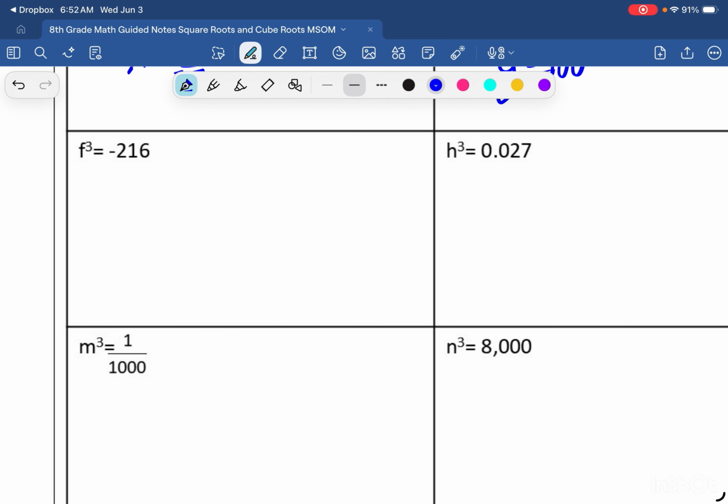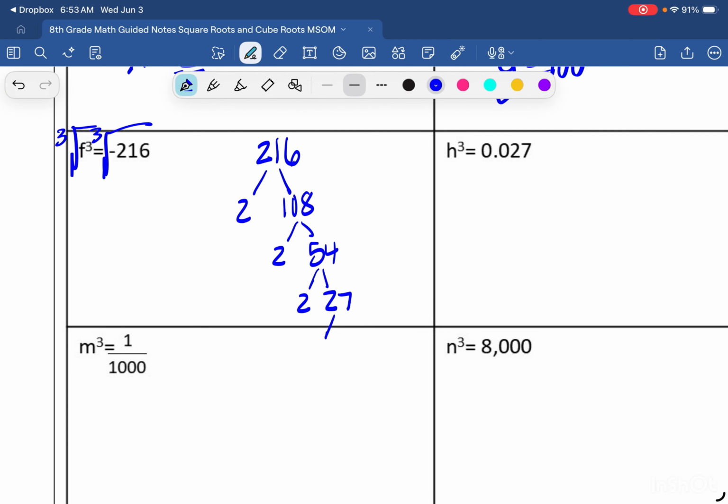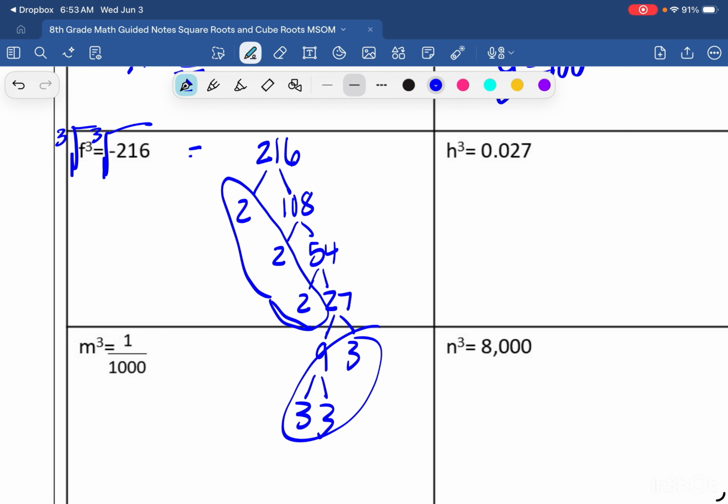F cubed equals negative 216. I'm going to take the cube root of each side. The cube root. Now I know my answer is going to be negative, and if you don't know the factors of 216, again, I can just divide it in half. So 2, and that will be 108. And this, keep dividing in half. 2 and 54. 2 and 27. And then that gives me 9 and 3. And this gives me 3 and 3. So my factors are 2 and 3, which gives me 6. So F is going to be negative 6.